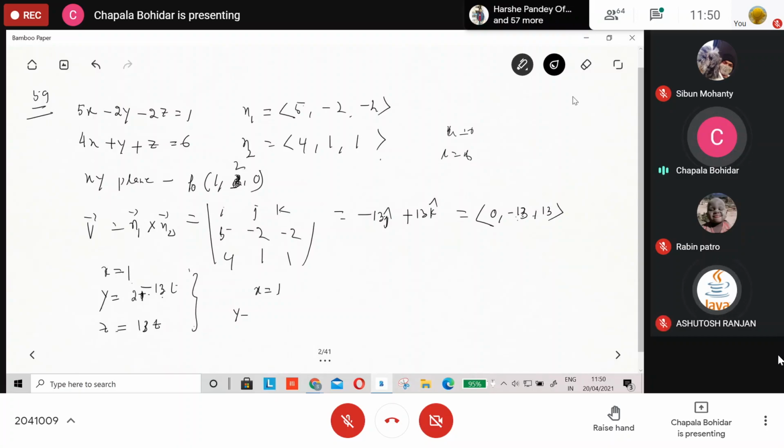So y minus 2 is equal to minus z. All these three are the data. Is that correct? Yes, ma'am. y minus 2, I am getting minus 13t, so it is minus z. Clear? So this is your answer.